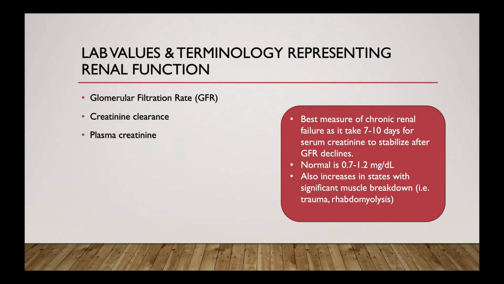Plasma creatinine is the best measure of chronic renal failure because it takes a longer time, 7 to 10 days, for the serum creatinine to change. So this isn't clearance, this isn't what's being filtered through, but just the actual level of creatinine. It does stabilize as the GFR declines. Your normal is 0.7 to 1.2. If you see something higher than that, there is something abnormal going on. It may represent a chronic state of renal failure.